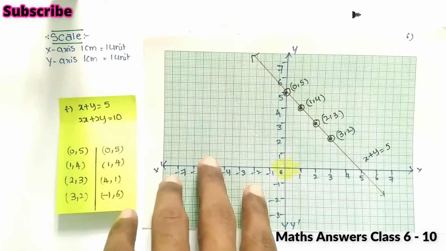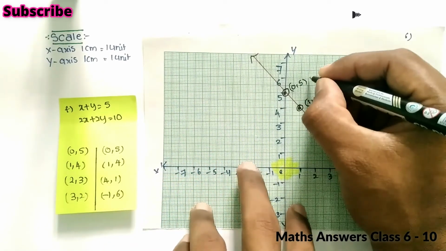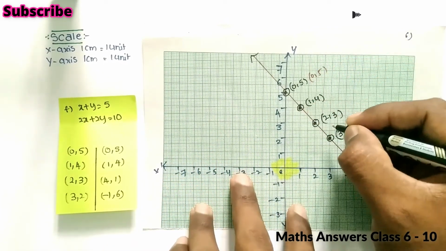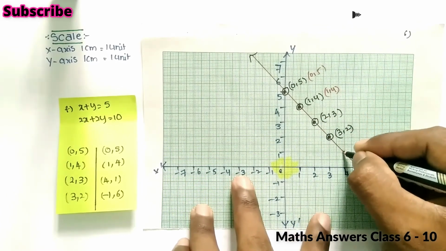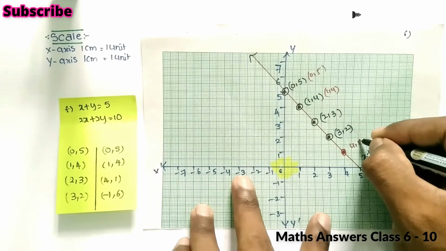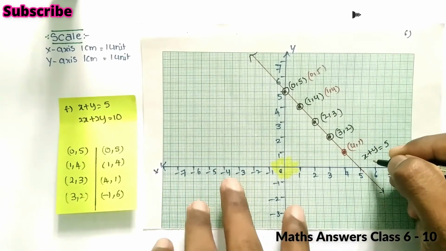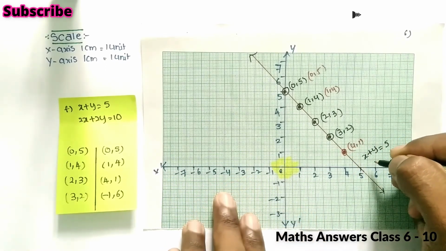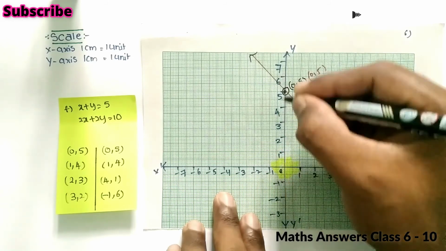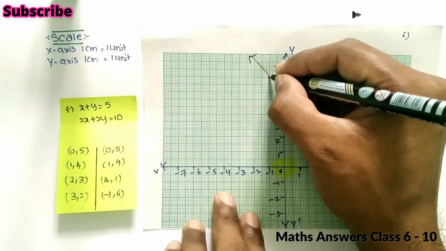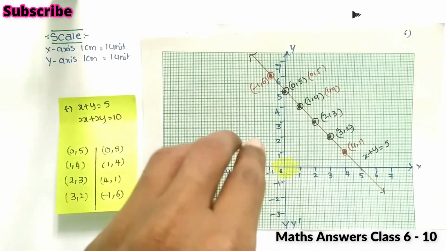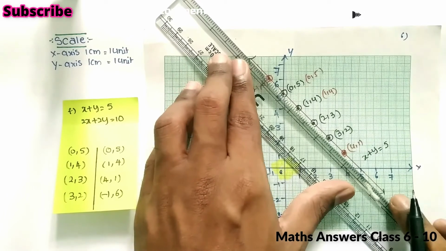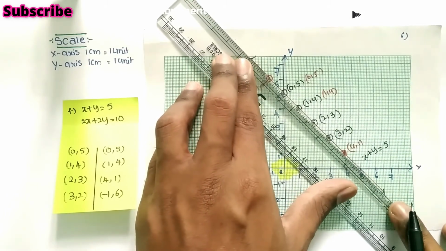Then let's take another set of points. This is 0 comma 5. The next one, 1 comma 4, as it is. Then 4 comma 1. Already we have taken 4 comma 1. Then let's take minus 1 comma 6. So minus 1 comma 6 is the point we will get. Let's join these points. So if you join these red color points, we get the same line without changing.